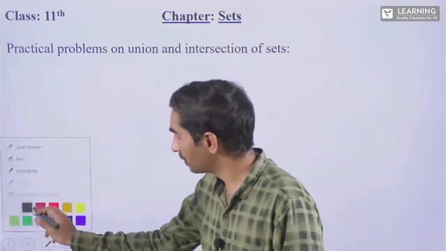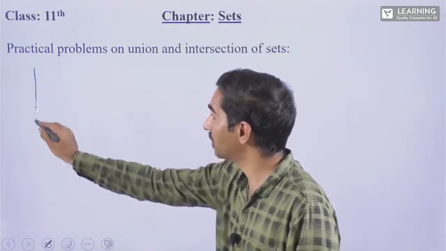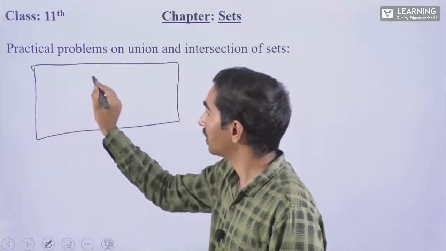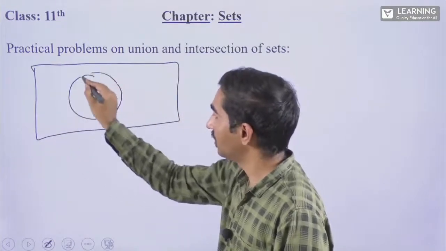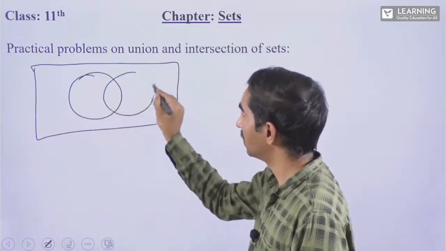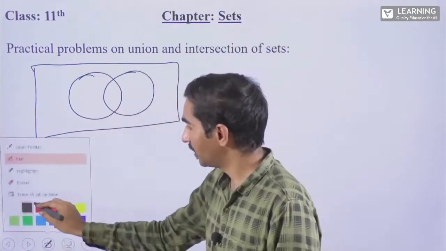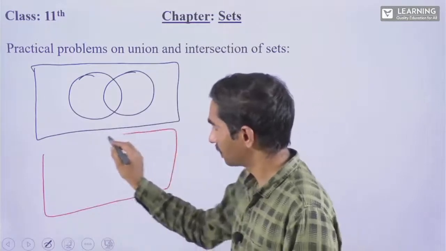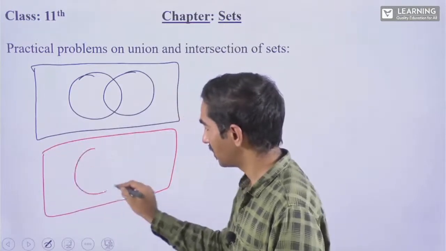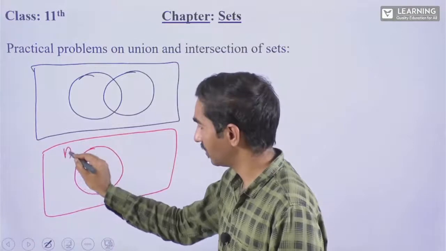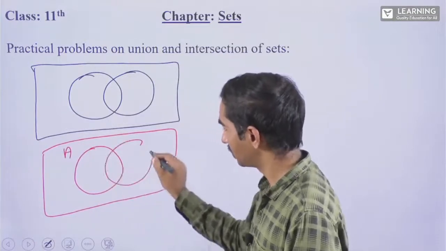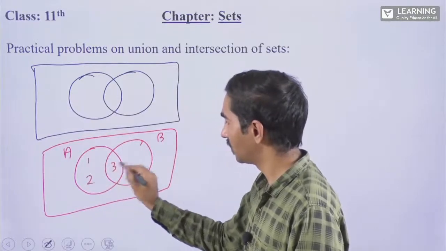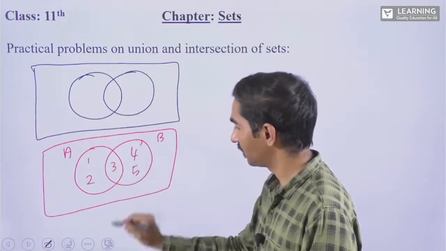The reference one I'll be drawing right now, in black color. So this we'll keep for reference. This is set A, this is set B. And another Venn diagram we'll draw very similar to this, which we will take as a problem. Same thing. This is set A, here we'll write A, and this is set B. Here we'll write 1, 2, 3, 4 and 5.